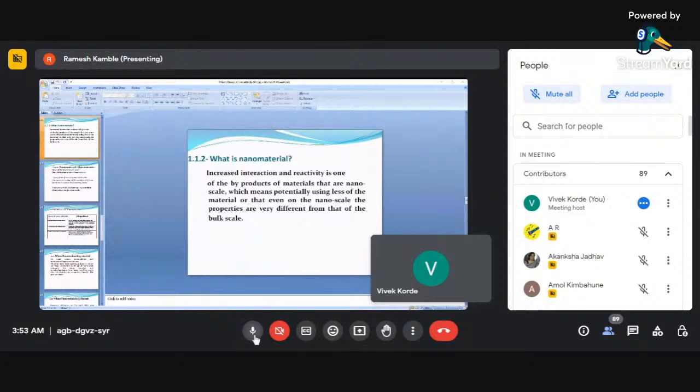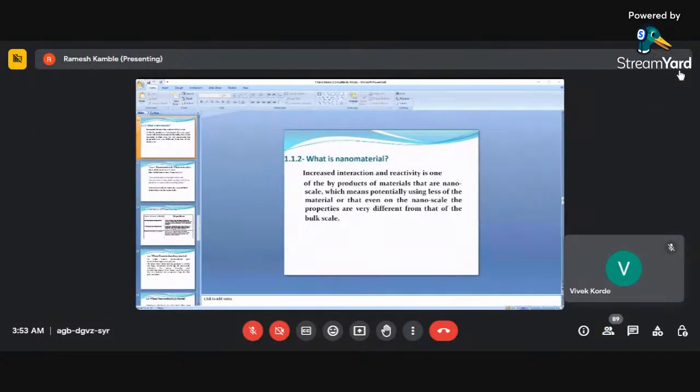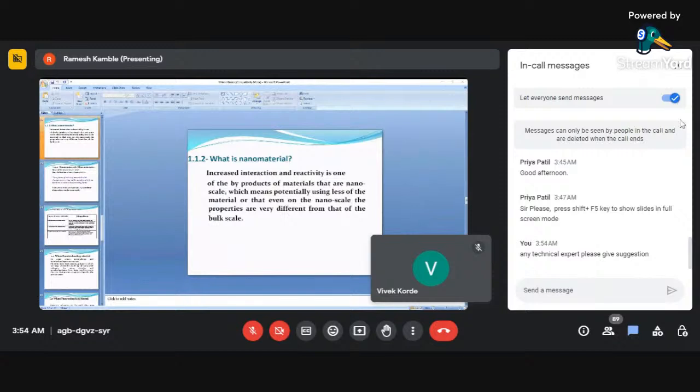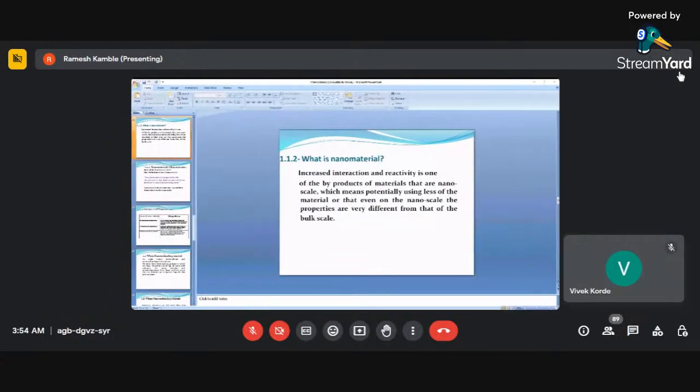Okay, so I will proceed. Now see, under this I will proceed with what the increased surface to volume ratio does for the technical benefit. I will highlight that increased interaction and reactivity is one of the byproducts of materials at the nanoscale, which means potentially using less of the material, or that even on the nanoscale the properties are very different from that of the bulk scale. That means the properties are always in enhanced form and the requirement of material is very less. That is the significance of the surface to volume ratio.